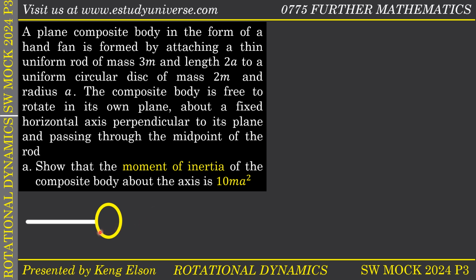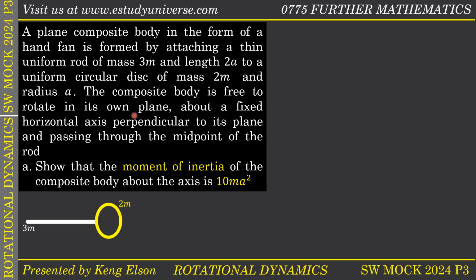You know what a hand fan is, right? So basically the disc will be attached to one end of the rod. I can call the end of the rod maybe the end to the right. You could also attach it to the left. It all depends on you. So this rod has length 2a and mass 3m, while the disc has radius a and mass 2m.